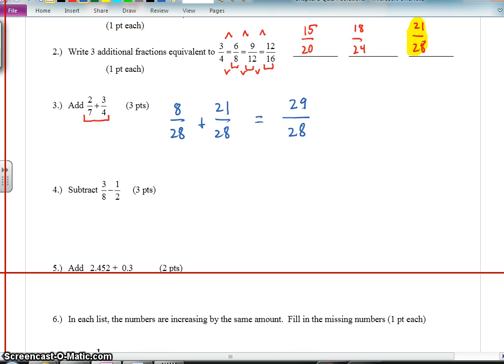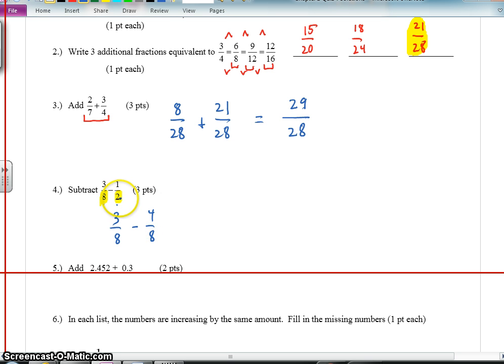Number 4, now we're asked to subtract these 2 fractions. They don't have the same denominator. So we have to make them the same. And so I guess the first thing you should do is look to see if 2 goes into 8, and it does. So that tells us that we can write 1/2 as something out of 8. 3/8 and 1/2 is 4/8.